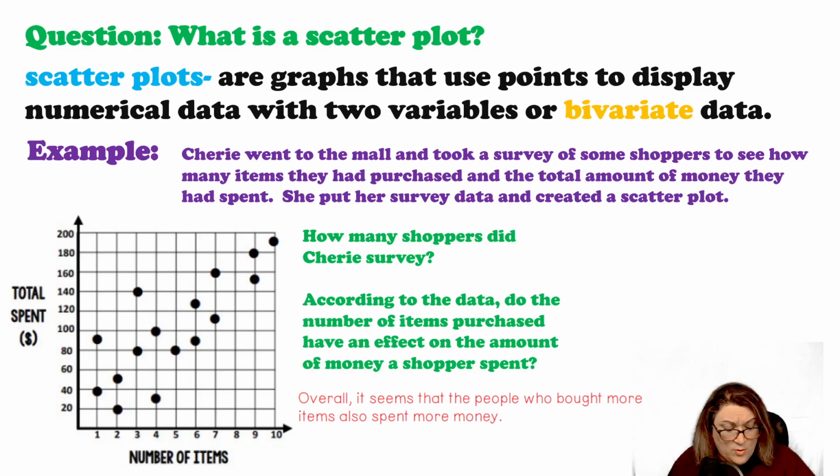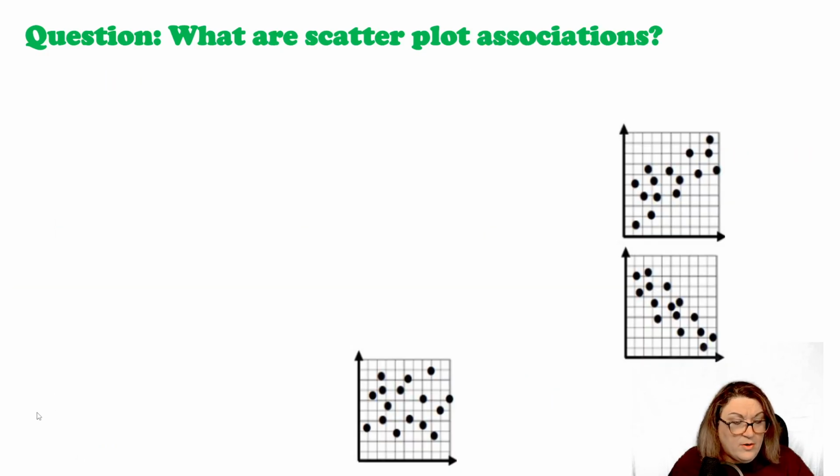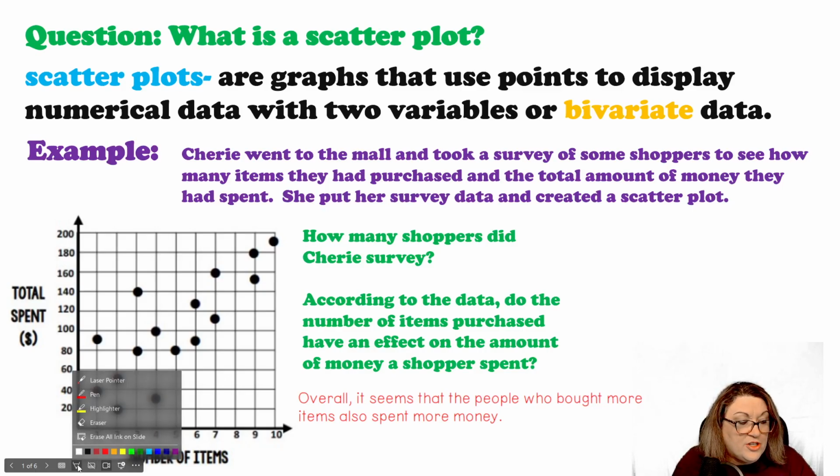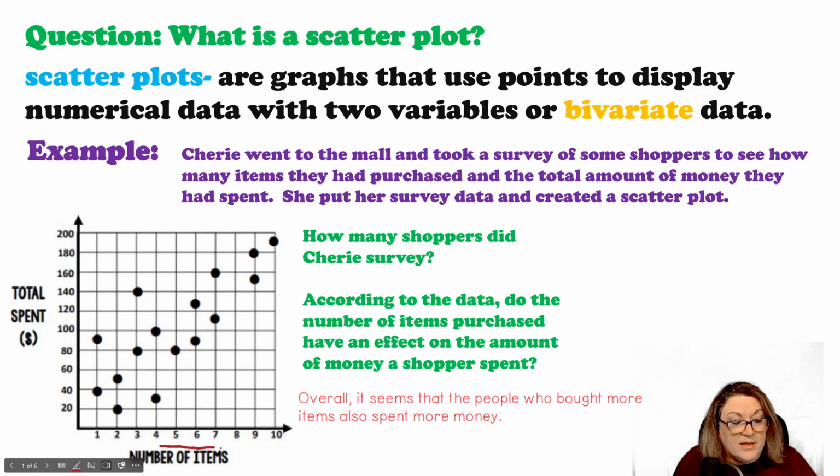The reason why I know it's, let me get my pen out here and I'll show you what I'm talking about. As the number of items goes up along the x-axis, the total spent tends to go up. I can see this because if you look at this trend in the data, it looks like a positive sloped line. It's going from left to right up in general.